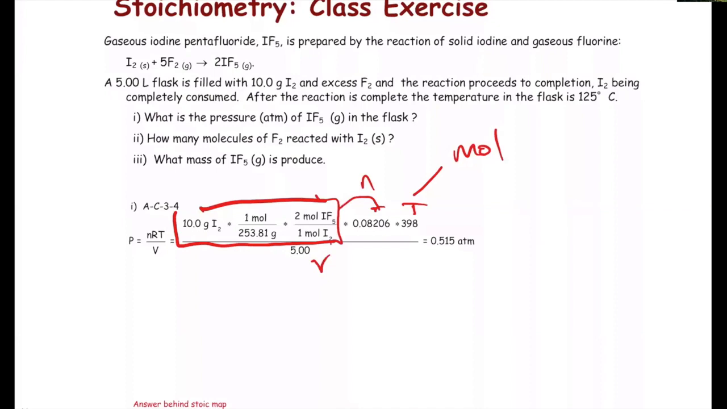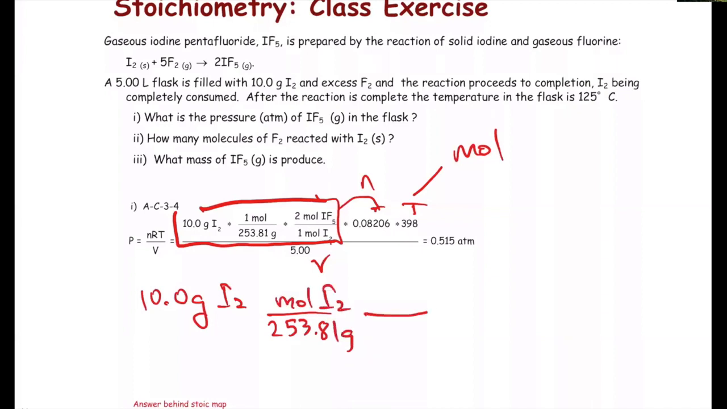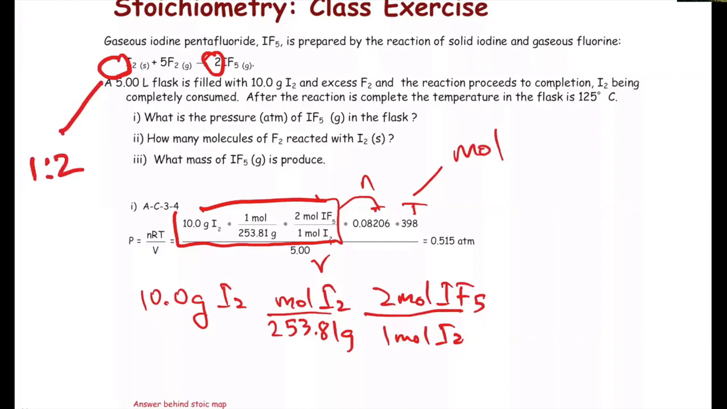So I've sort of put it in a different form. That way you can see how the overall picture is shown. So 10.0 grams of I2. The molar mass of I2 is right here, 253.81 grams per mole of I2. Then we know that for every 1 mole of I2, you have 2 moles of IF5. How do we see that? Right here. It's a 1:2 ratio. This will give me the moles of IF5.